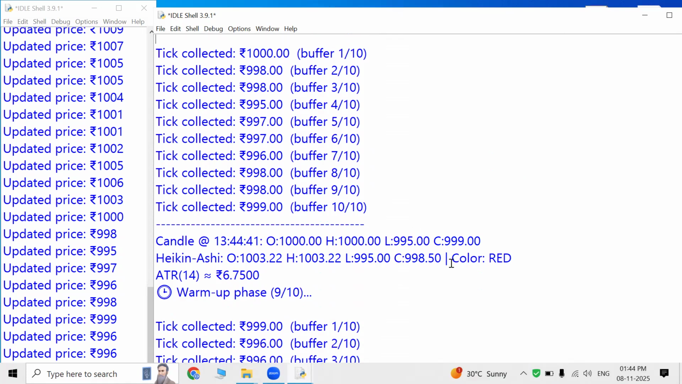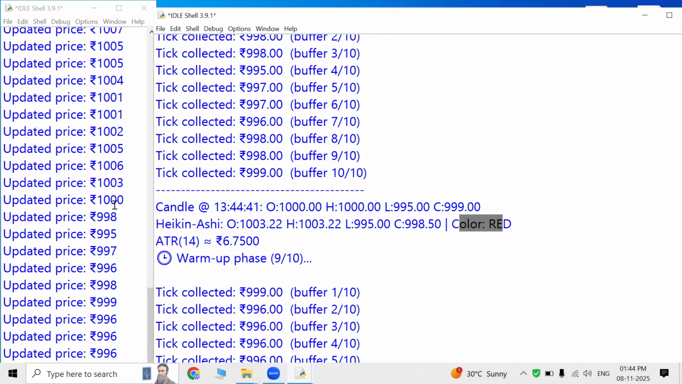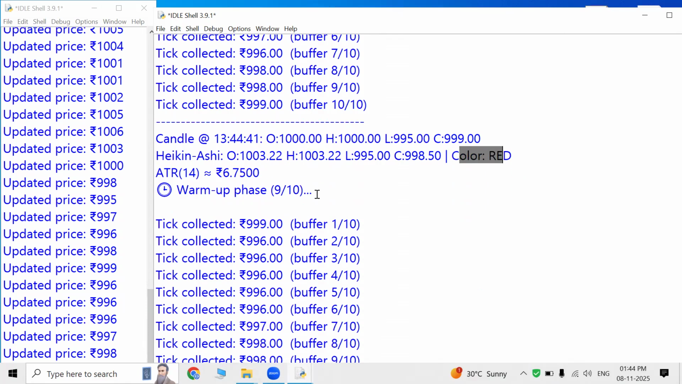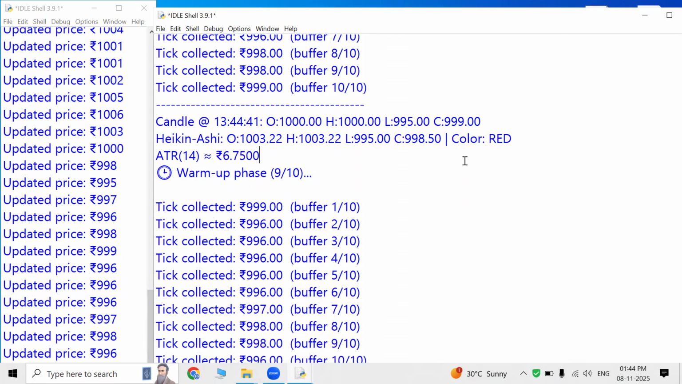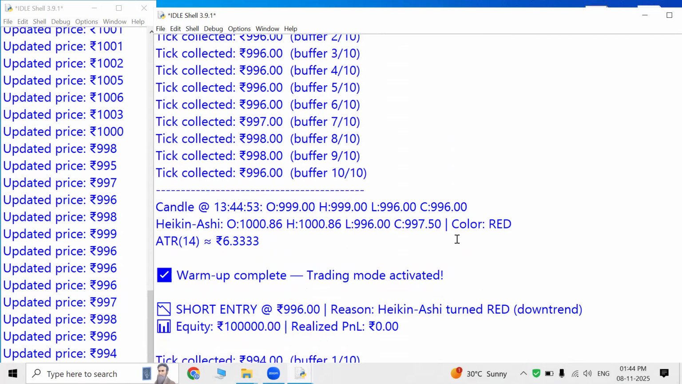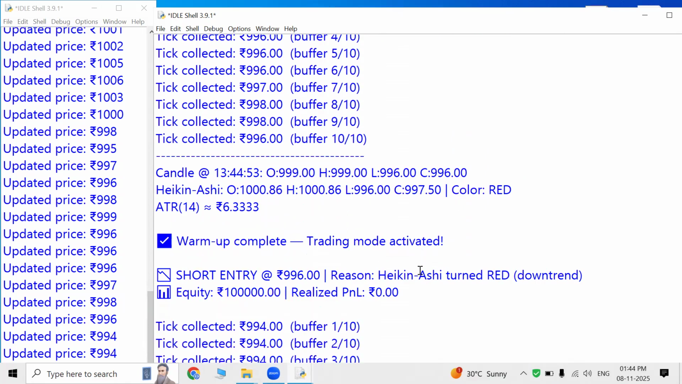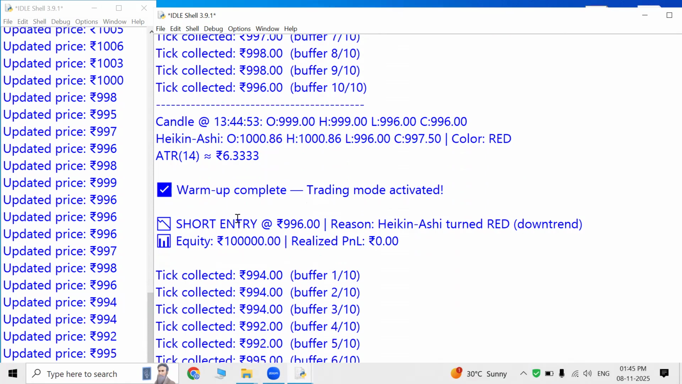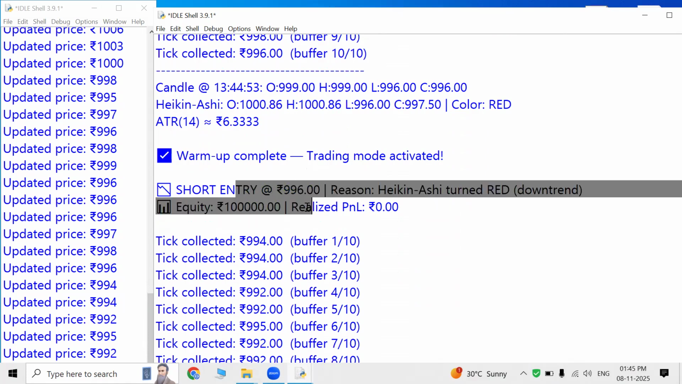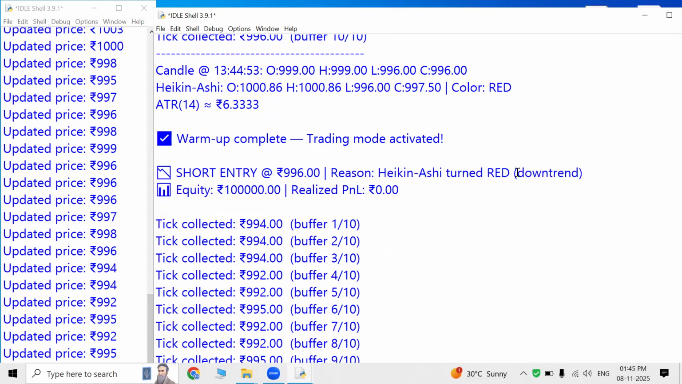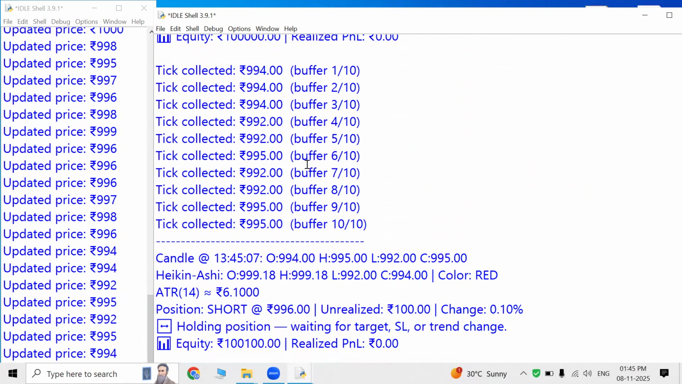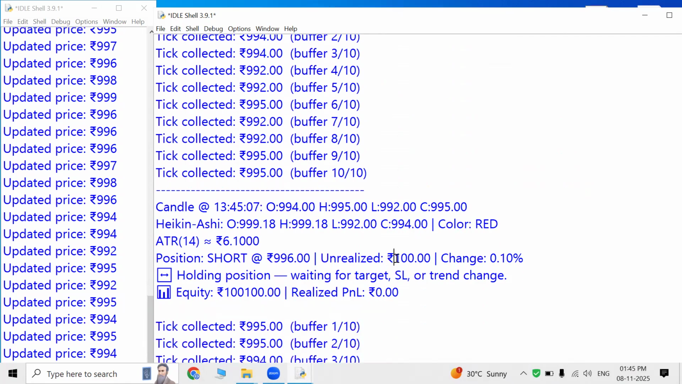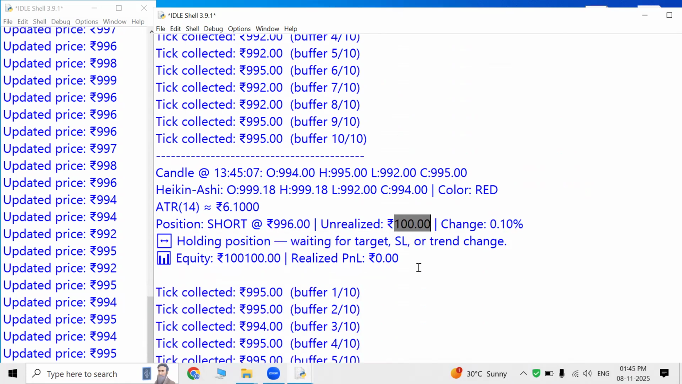See, the candle turned red. You can see the price is falling and the open, high, low, close calculation is continuously being done. Based on that, the color of the cycle is, okay, the warm up is completed and we are ready for the entry. The short entry is already taken. Okay, it's considered to be a downtrend. So the short entry has been taken at 996. We are currently in a profit of 100 rupees, unrealized profit.